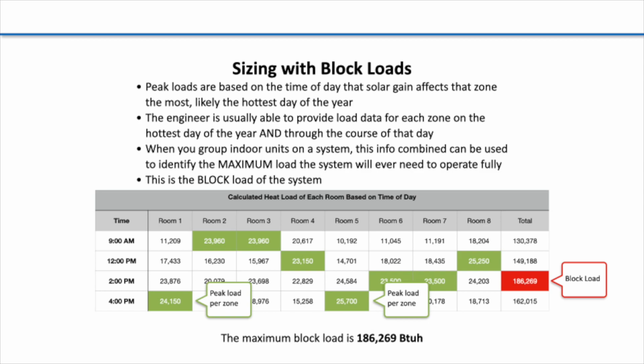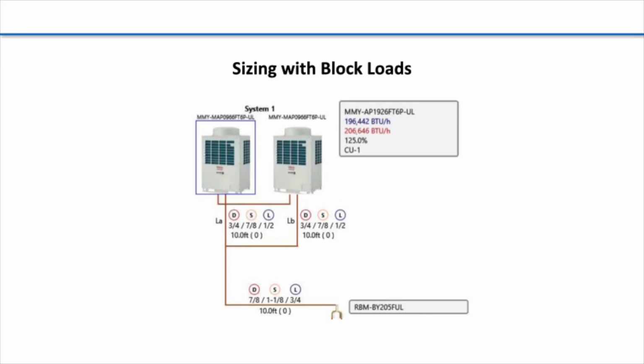So now using that information, we can select an outdoor unit that will cover the peak block cooling demand on the hottest day of the year. In this case, we can go down to a size 192 outdoor unit and still be able to cover the cooling load of the space on the hottest day of the year.